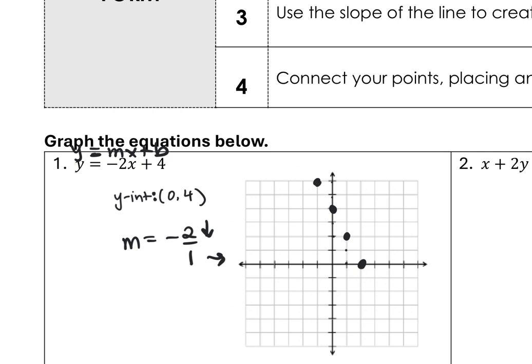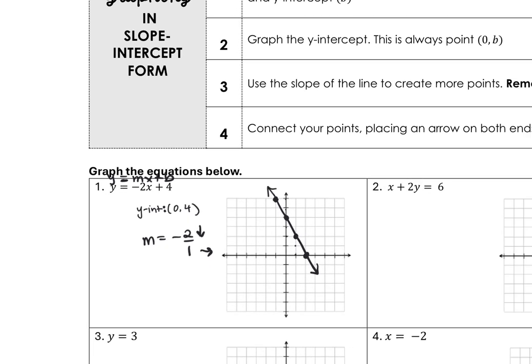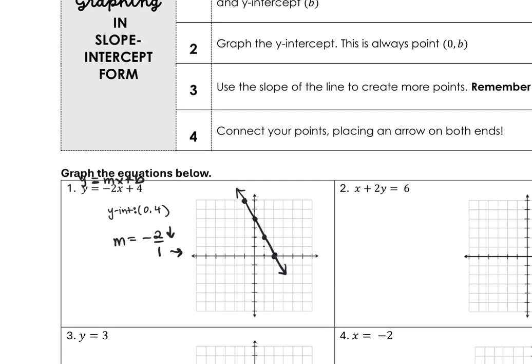All you need is a couple of points to make a line. Once you've graphed those few points, connect them. This is what step number 4 is. Connect your points, placing an arrow at both ends just to show that the linear function is continuous. It doesn't stop at the minimal points that we made. Okay?